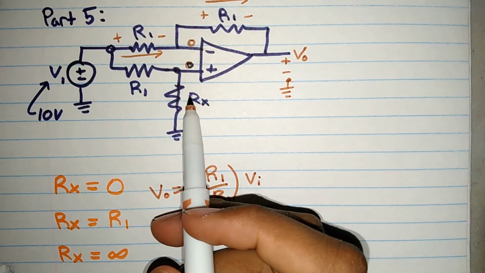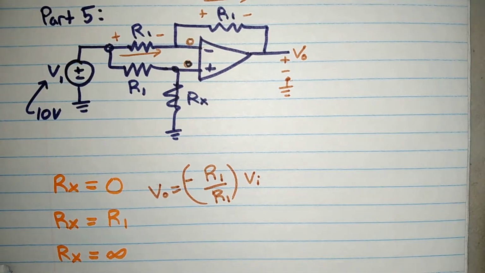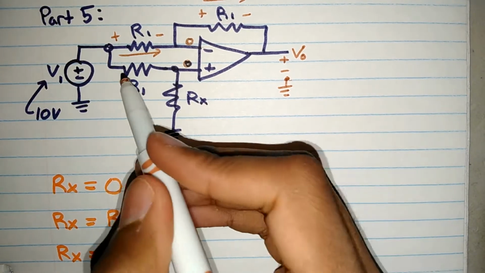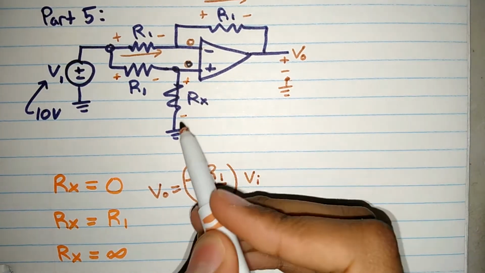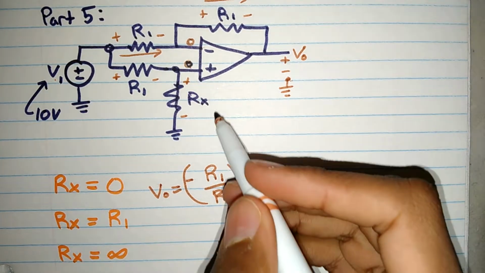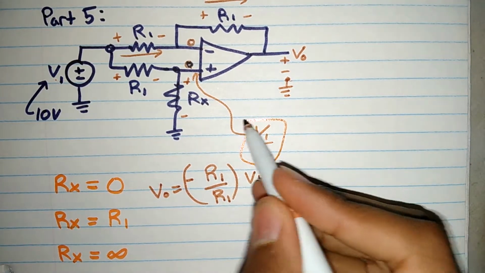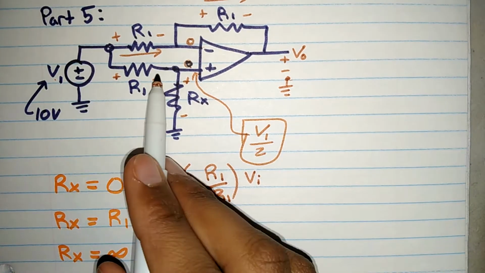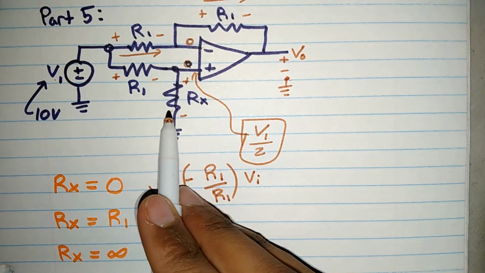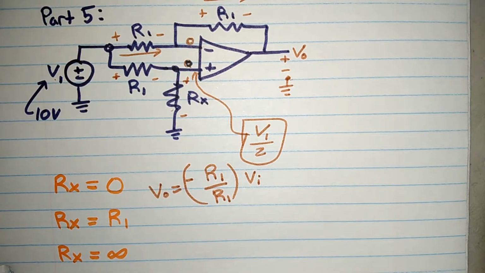If this was R1, then this voltage would not be 0. And how would we calculate it? We can use voltage division. If this is R1 and R1, that means half of the voltage would be dropped across this resistor, and the next half will be dropped across this resistor to go from V1 to 0. In other words, then this voltage would be equal to V input over 2, because this would drop half of V input, and this second resistor would drop the other half, and you'd be at ground. If that's the case, that means this would be V1 over 2.